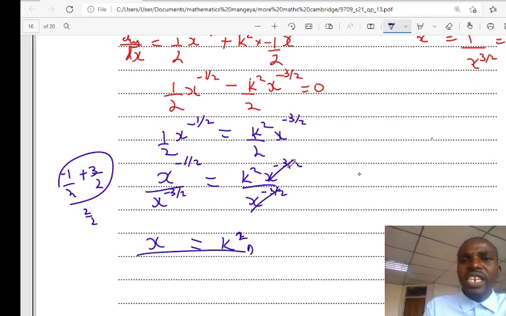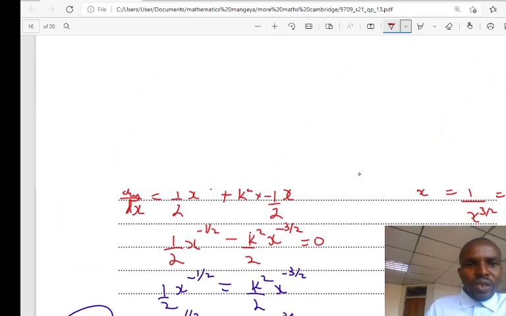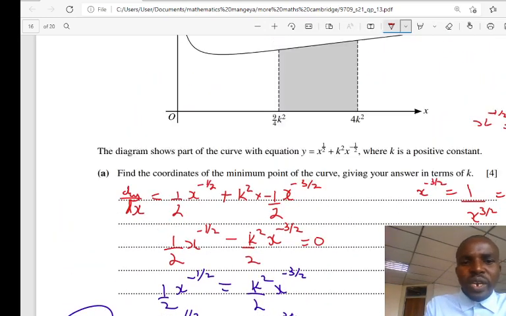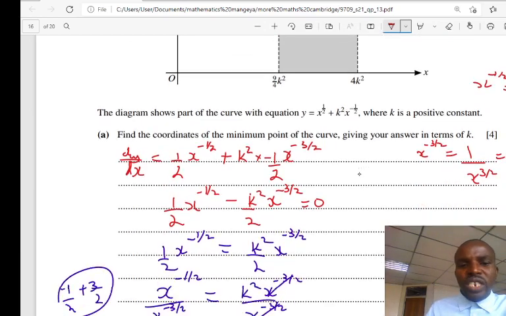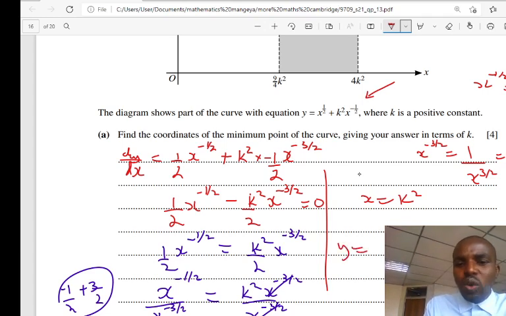What are we supposed to find here? We're supposed to find the coordinates of the minimum point. So we have found x is equals to k squared. What about y? We substitute in this equation of the curve, right? You say y is equals to k squared to the power half, then plus k squared, then this one is k squared to the power minus half, like this.